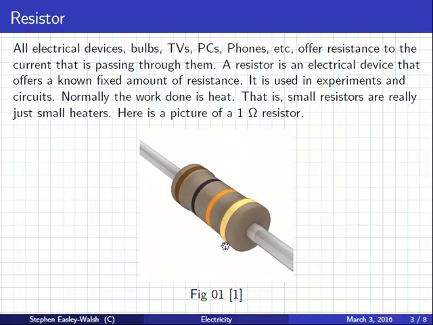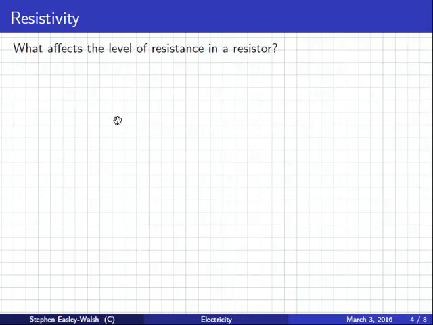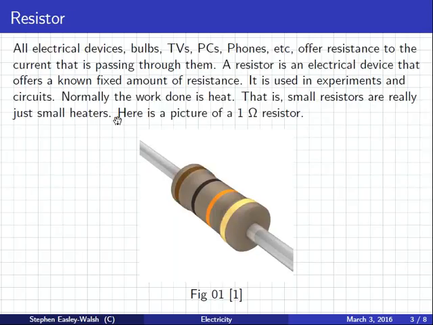But of course, my point is, when there's resistance, some work is being done. So what is the work here? It's usually some heat coming off from the resistor. So, this is what I mean. Small resistors are really just small heaters. That's all they are. Okay. So what you could do is, you could just say, small resistors are really just small heaters. Here's a picture of one, and you could say, for example, maybe this is like a 1 ohm resistor.